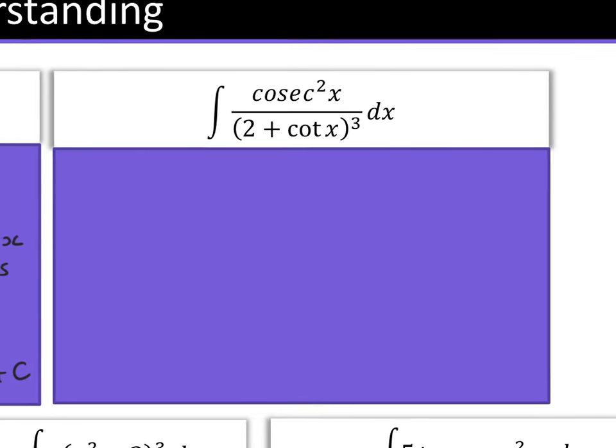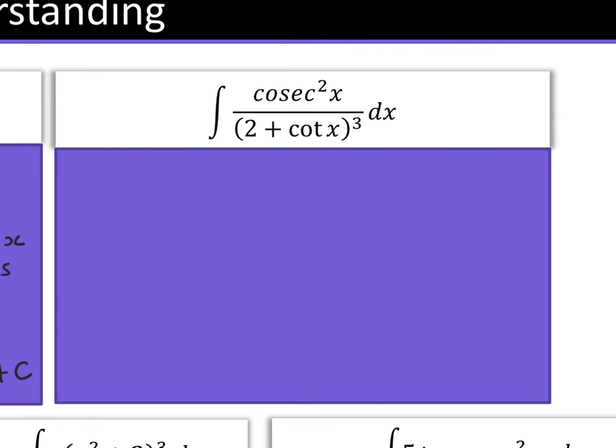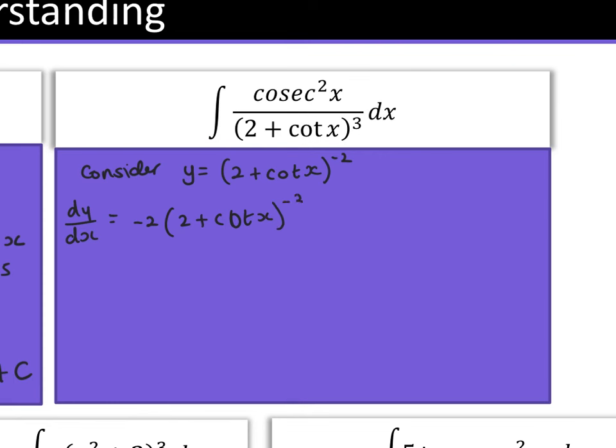Okay, question 2. Cosec squared x over (2 plus cot x) cubed. My cubed here is my highest power. So consider that y equals (2 plus cot x) to the power of negative 2, and this is negative 3. What do I differentiate to get negative 3? It's negative 2. So then my differential is going to be, differentiate the bracket, bring the power down, cot of x, and decrease the power by 1, which gives us negative 3, multiplied by the differential of the bracket.